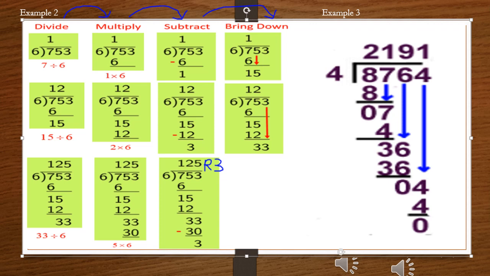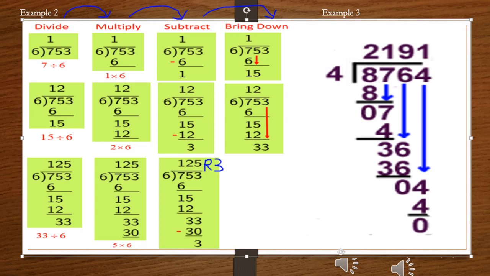Step 2, I have to multiply. 6 times 1 equals 6. I have to place the 6 under the 7. Step 3, subtract. 7 minus 6 equals 1. Step 4, I have to bring down the next digit in the dividend. So it's the 5. I bring down the 5. Now I have 15. Since I brought down a digit, I should restart my division process.